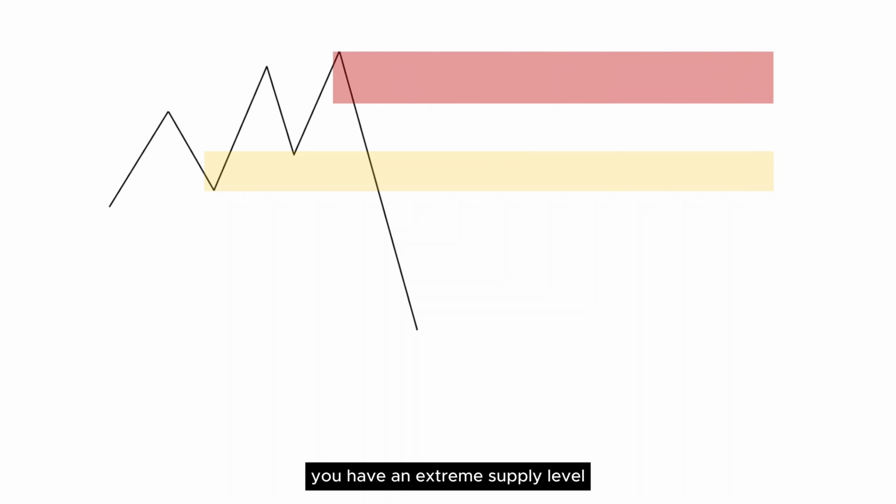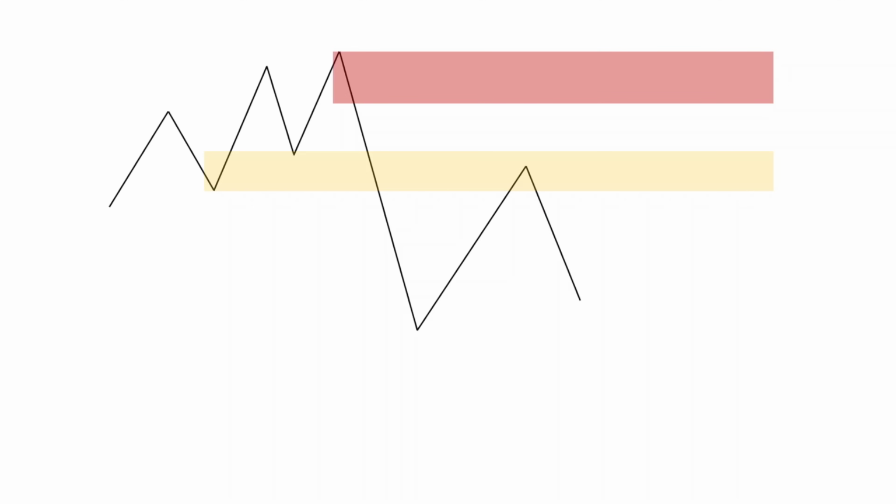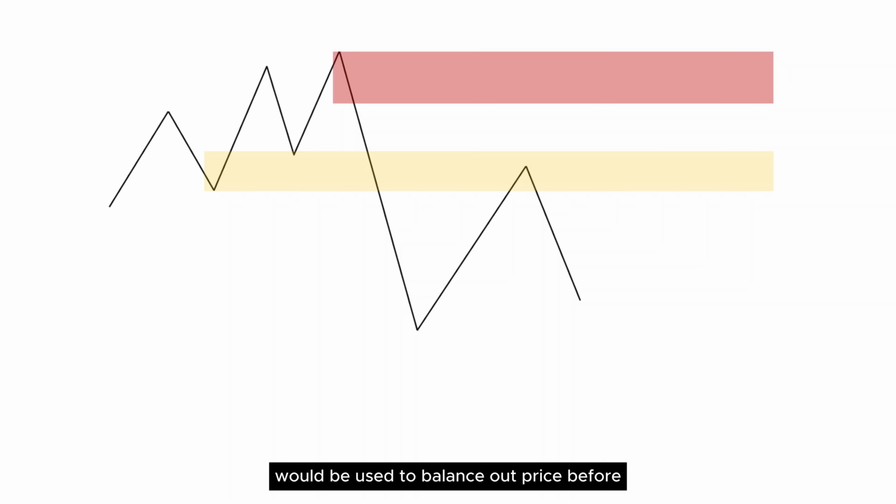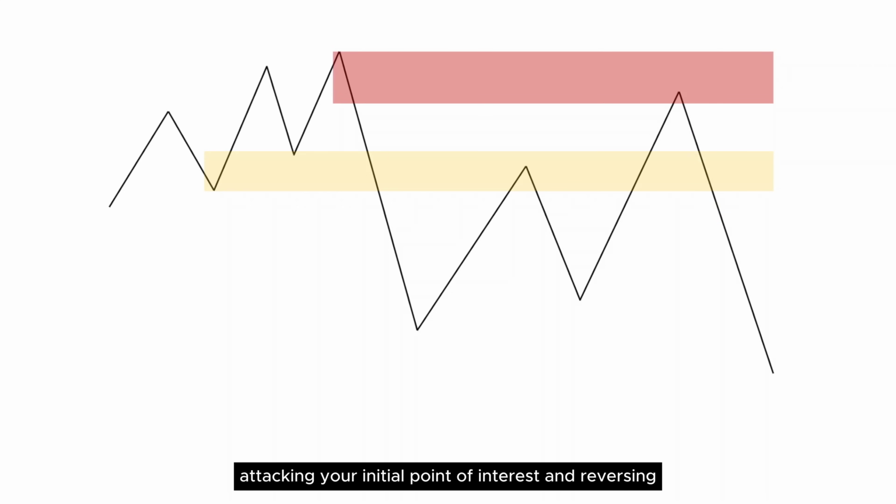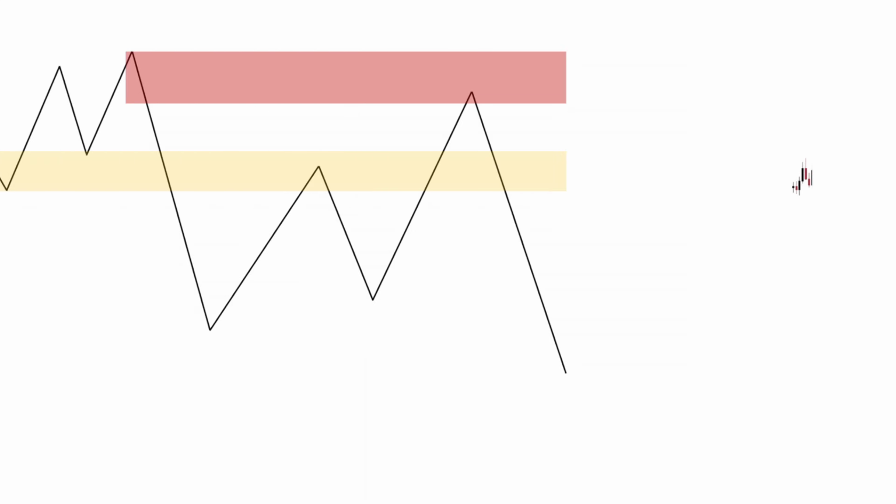And as you can see here, you have an extreme supply level. So your scaling zone would be used as a rejection, which would be your inducement. And this rejection would be used to balance out price before attacking your initial point of interest and reversing. So let's get into this.